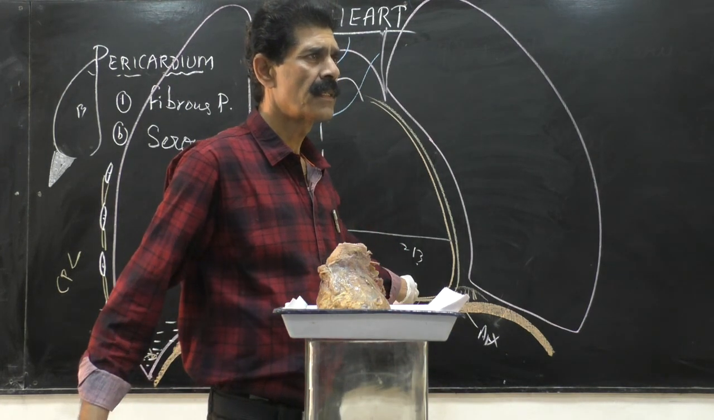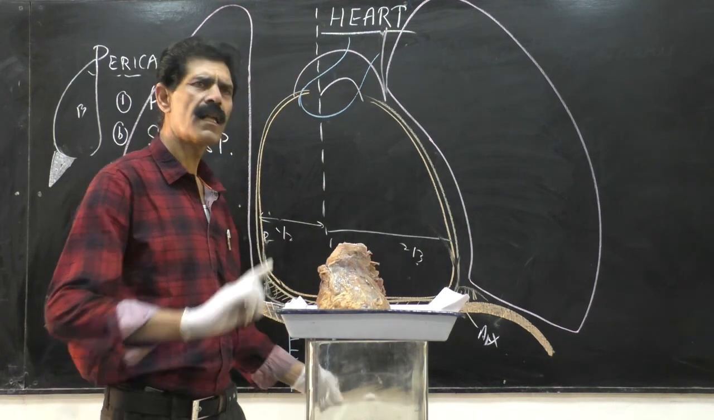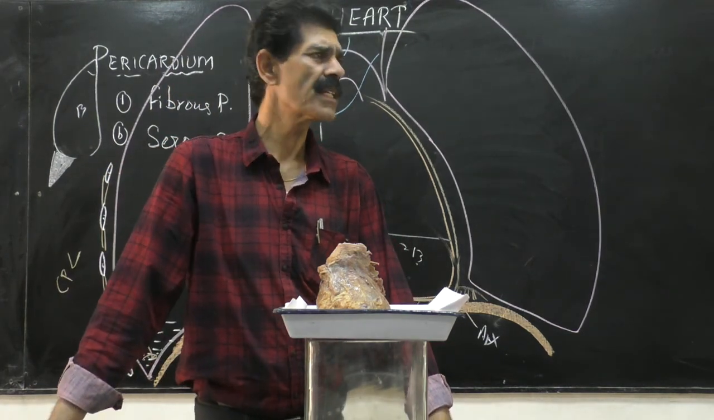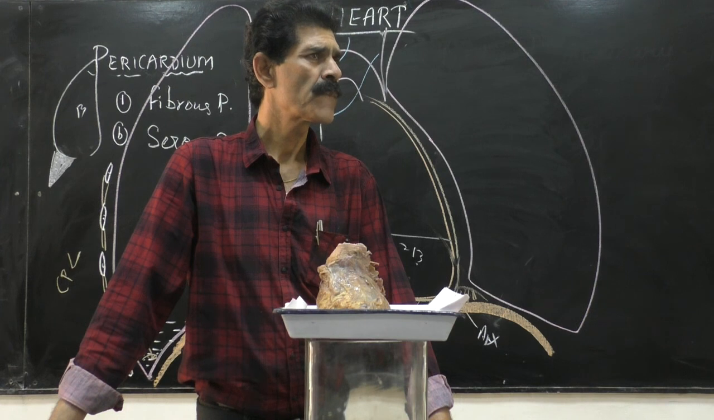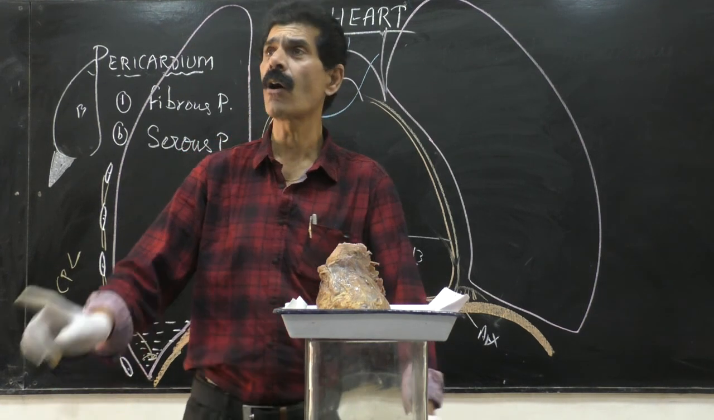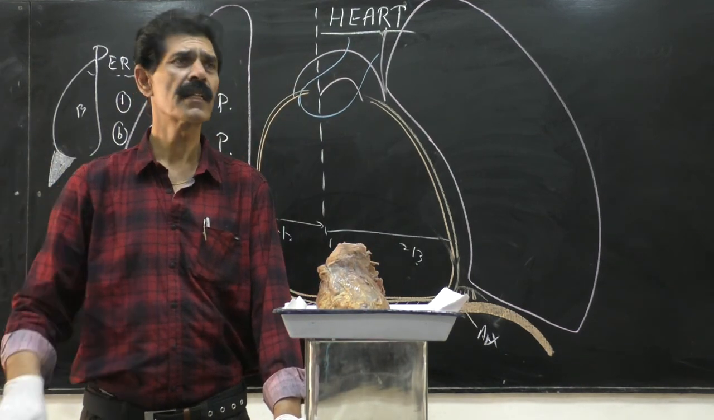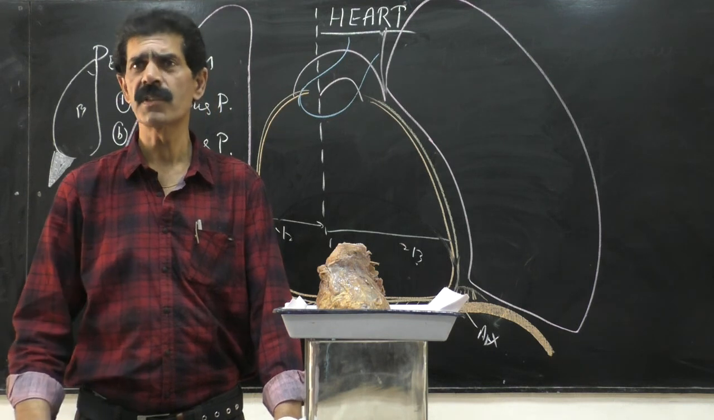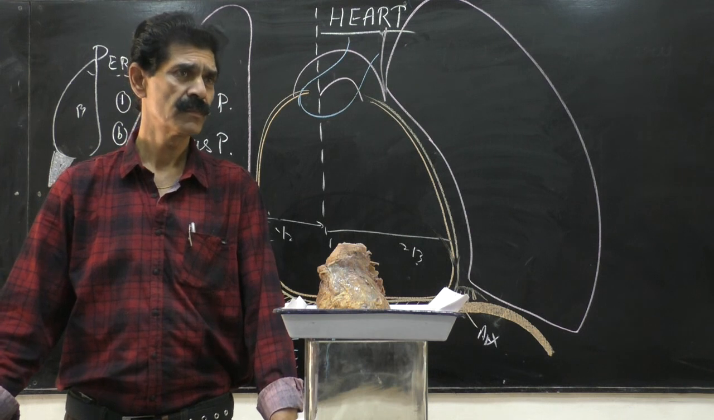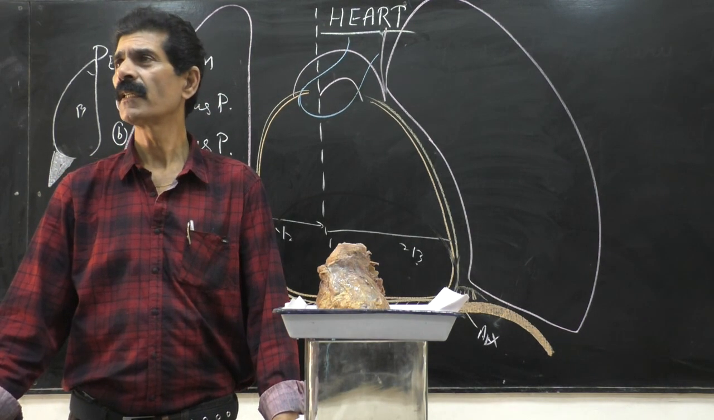Inferior attachment. The inferior attachment is circumferential, all around the base of the heart, or the diaphragmatic surface of the heart. Write down the word circumferential, meaning all around. Anterior, lateral, posterior, that is all circumferential. In anatomy we will use this word so frequently, so many times. Circumferential. So that is the attachment.